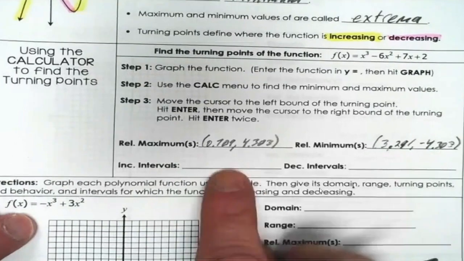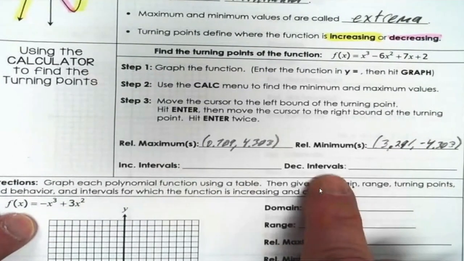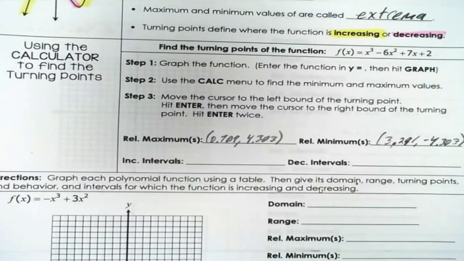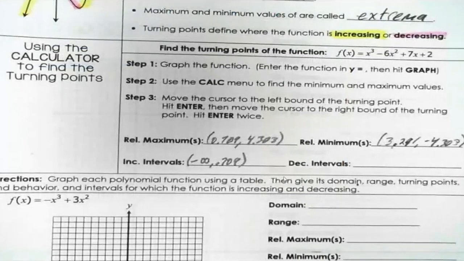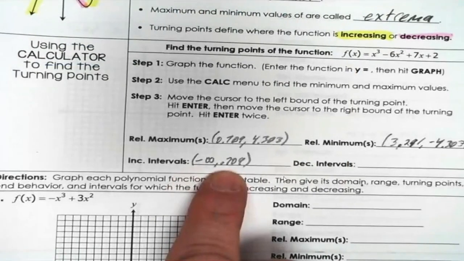Now it wants to know what intervals is it increasing and what intervals is decreasing. Okay, well, let's take a look at that. It is increasing starting at negative infinity. As we go this way, the graph will be getting bigger and bigger all the way until there. Does that mean there's an increasing interval from negative infinity all the way to 0.709? I'll show you how I wrote that on there. From negative infinity to 0.709, it's increasing.